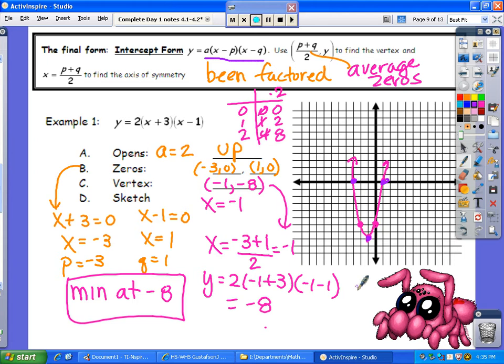It's all about being able to recognize the forms and then remember how to get the vertex and points based on those forms. Now, it didn't ask us for this, but this has a minimum value at our y value of our vertex, which is -8. And the axis of symmetry is x equals -1. This is all information that you can be asked for these things.